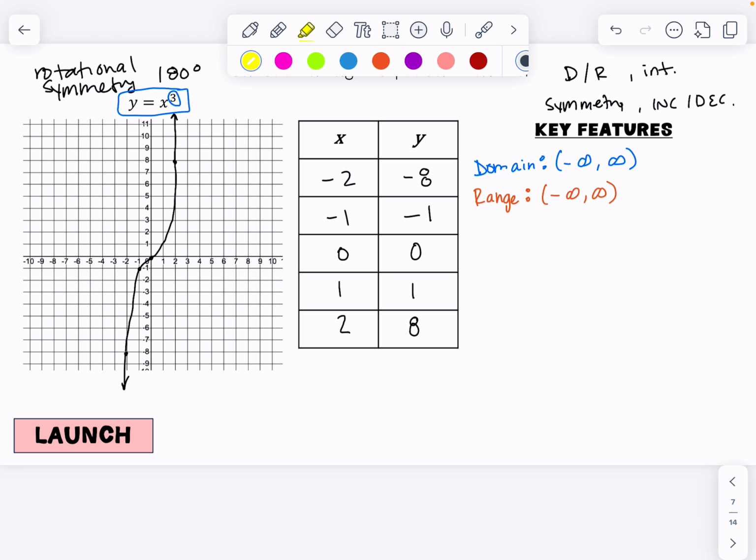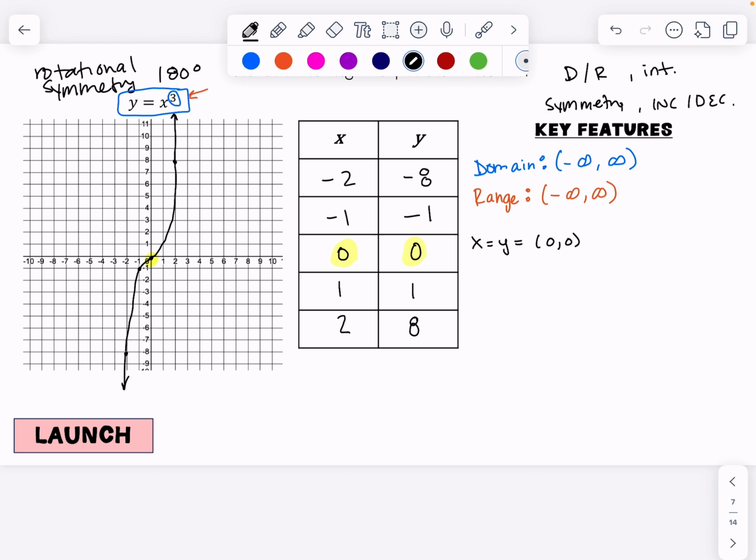Similar to a quadratic, however, is the center point. 0 to any power always gives me 0. So any type of basic polynomial function, so x squared, x cubed, x to the fourth, x to the fifth, etc., is always going to have its x-intercept equal its y-intercept, which is at 0, 0.